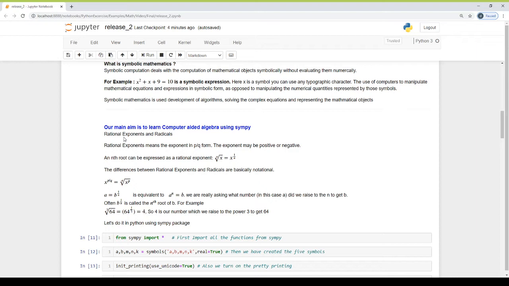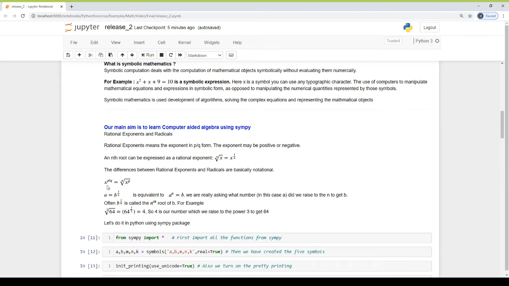Now let's do an introduction to rational exponents and radicals. Rational exponents means the exponent is in the p/q form. The exponent may be positive or negative. An nth root can be expressed as a rational exponent. Here n is the nth root of x. The difference between rational exponents and radicals is basically notational. Both are the same thing, but the notation is different.